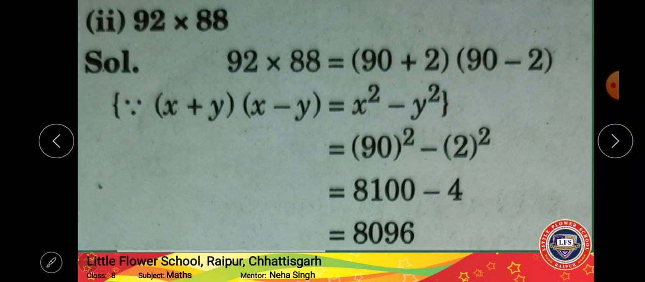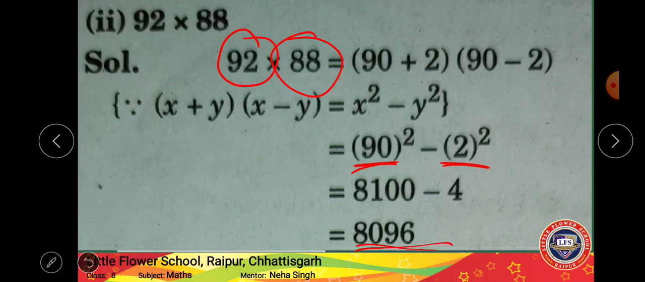Okay. Now coming to this, 92 into 88. Now again, can I write it as 90 plus 2 and 90 minus 2? Right? Again the same formula, x square minus y square. Value of x is 90, y is 2. So 8100 minus 4, 8096. Okay. So this is the answer, 8096.